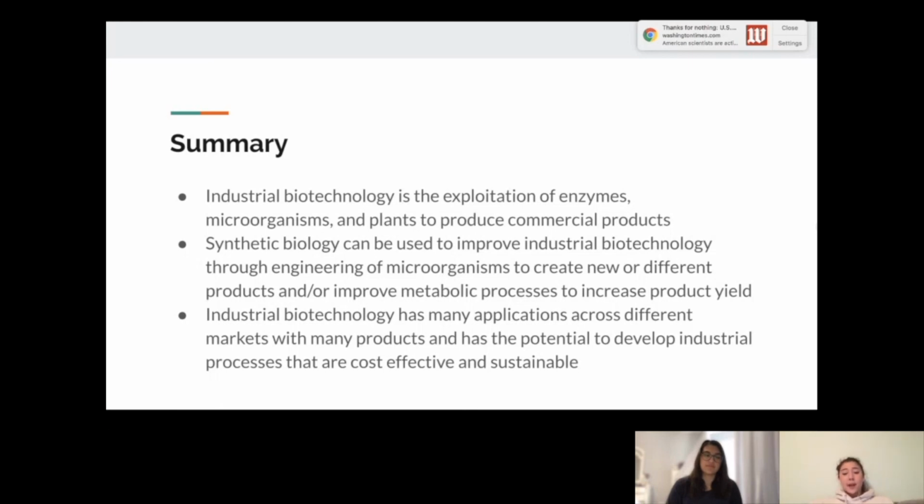Industrial biotech has many applications across different markets with many different products, as can be seen with the diversity of the examples that we've presented today. It can be used for pharmaceuticals, for textiles, for fuels, for foods, even for plastics. Many different things can come out of this process, and it has the potential to develop industrial processes that are both cost effective and sustainable.